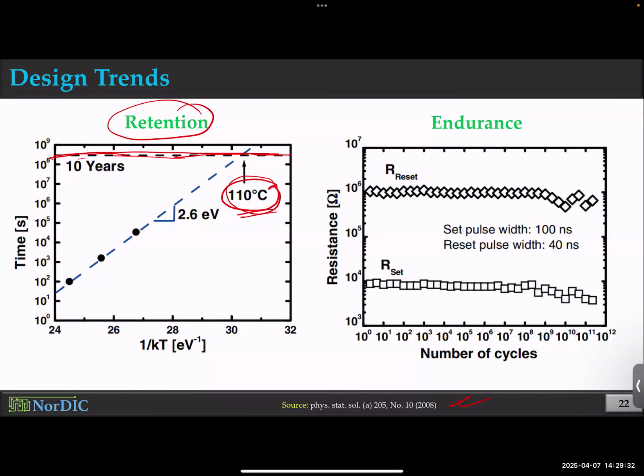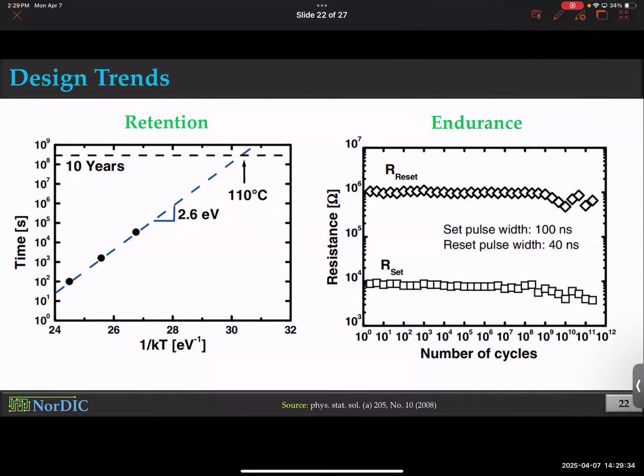So apparently, it looks like you could hit the 10-year retention mark, which is a very big deal for phase change memory. So phase change memories give you good retention. Does it make sense? Okay.